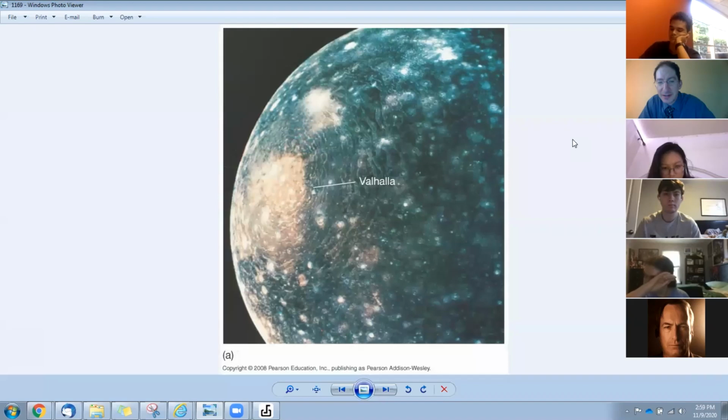It's an impact crater, sort of. It's more like an impact crunch. Something big hit it, and it just kind of crunched or compressed. Not your traditional crater. It's called Valhalla. And this is not surprising given what we think about its interior.